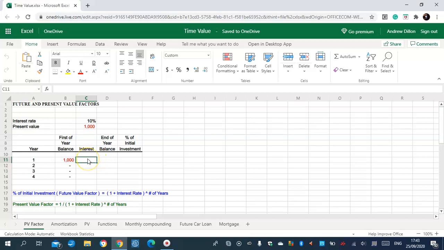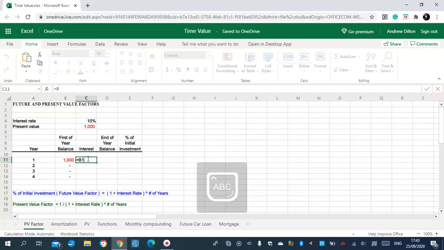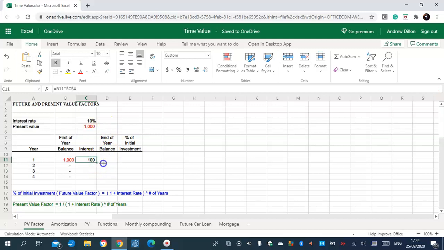So what I have to do now is to start and calculate the interest, which is basically equal to P11 multiply $C$4, which is the interest rate of 10%. Okay, so now we go into the end of year balance.